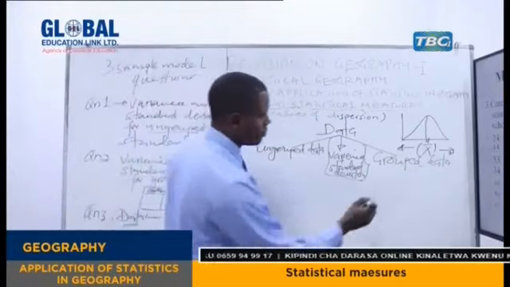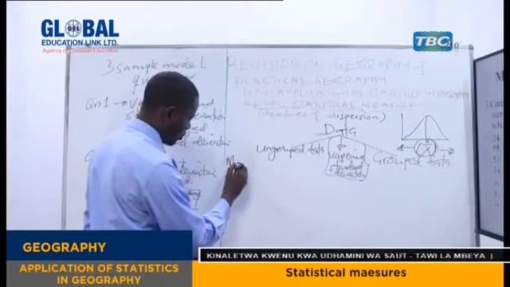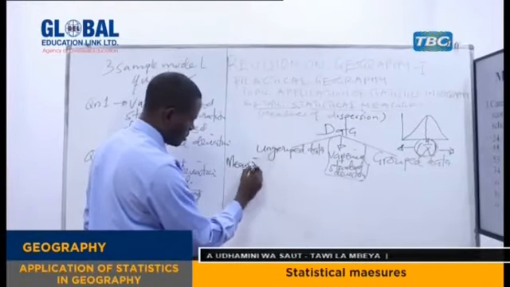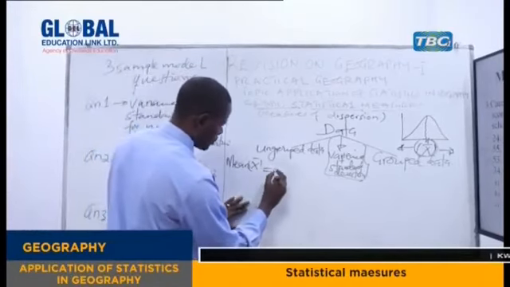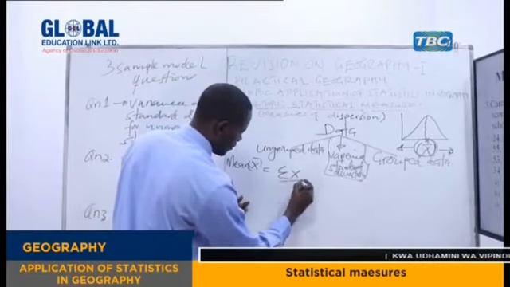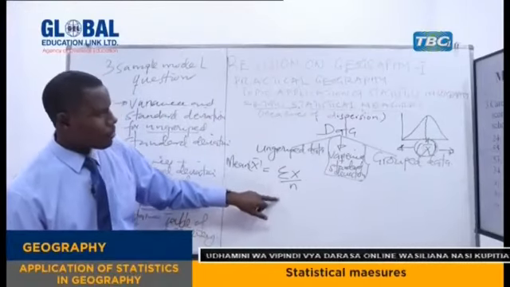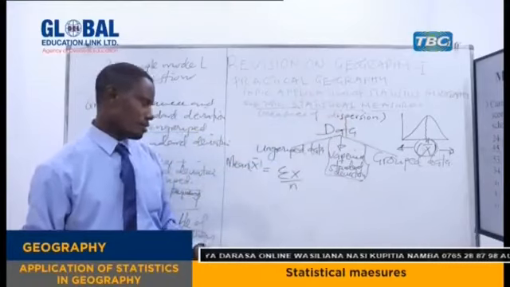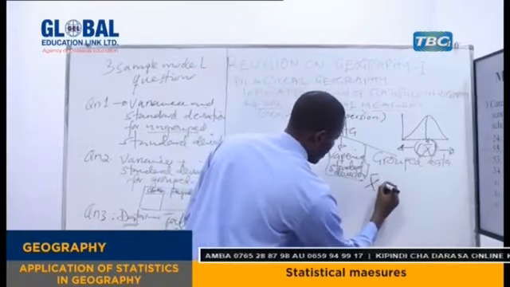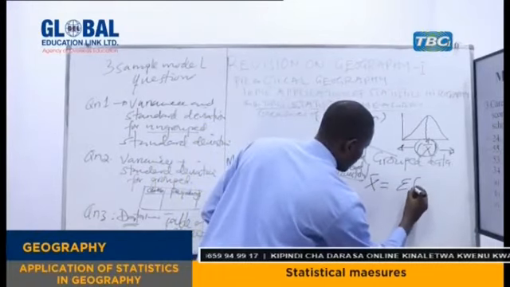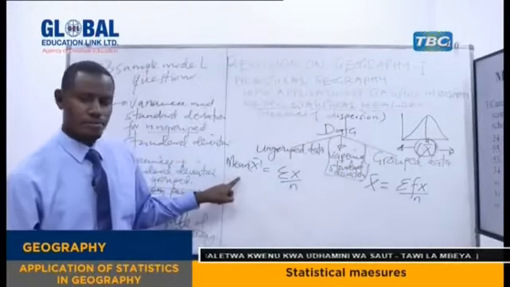In order to find the variance and the standard deviation, we need to recall the mean. For ungrouped data, the mean is equal to the summation of x over n. This is for ungrouped data. Then you get the mean, which is very important for the computation of the variance and the standard deviation. When you go for grouped data, the mean is given by the summation of fx, then you divide by n. Then you get the mean.